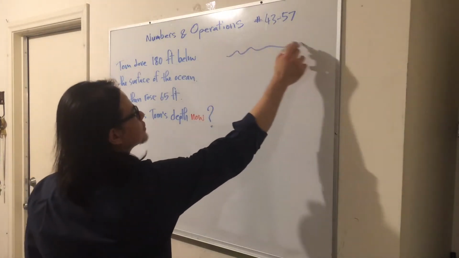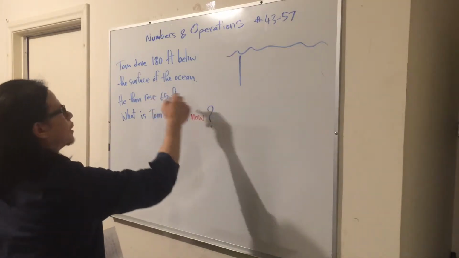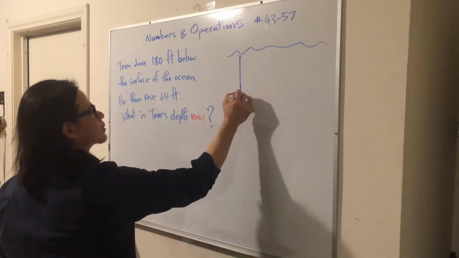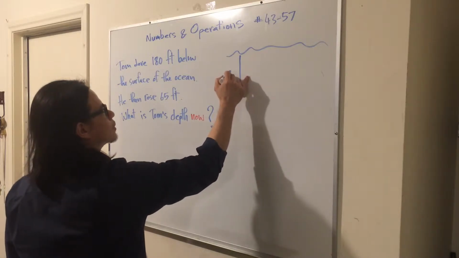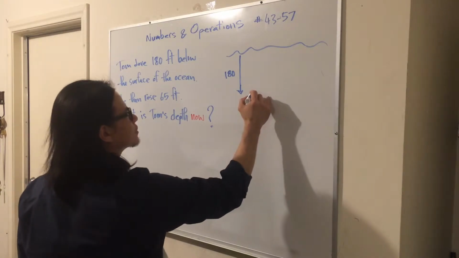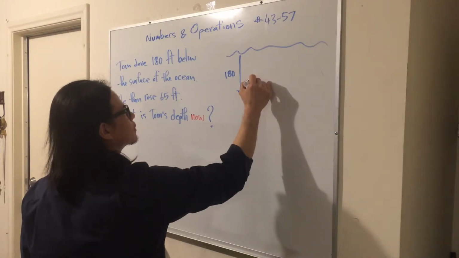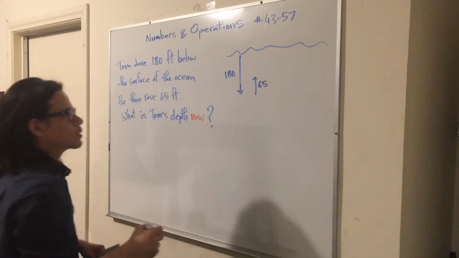So let's say this is the surface of the ocean. He went down for 180 feet. And then he rose 65 feet. What is his depth now?